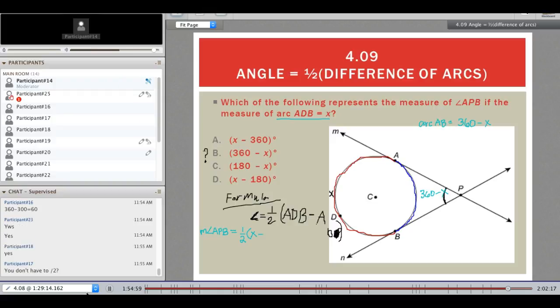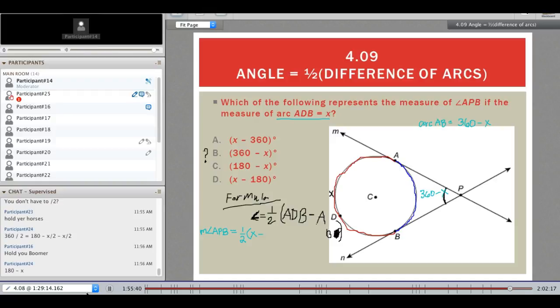Okay, now that we know that part, well, hang on, Anthony, we're not quite there yet. What we've done so far is, let's follow along. I'm just taking Derek's formula. He said the angle that we're looking for, which is angle APB, is equal to 1/2. So far I'm just copying his formula. Yes, hold your horses. ADB was x, so I plugged x in right there. Now we're going to subtract AB.